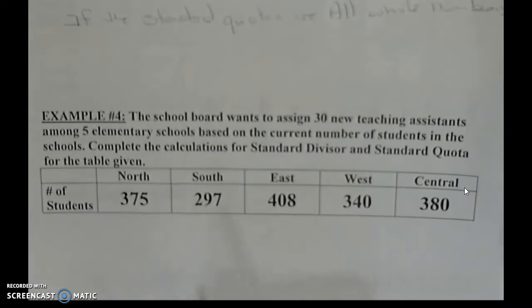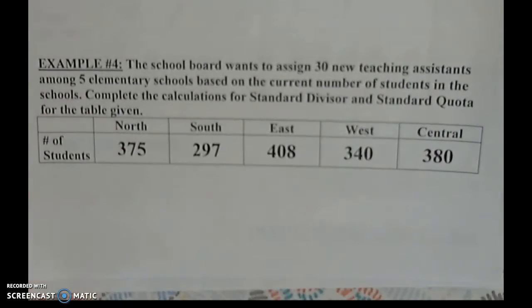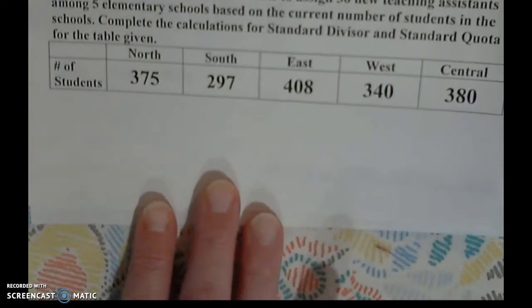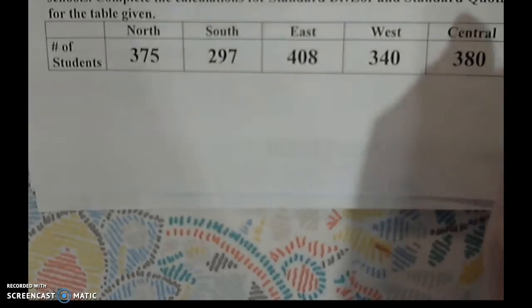All right, so example 4 here. Now, the reason we learn about upper and lower quotas is that some of the apportionment methods that we're going to use eventually, we're going to use those on occasion to apportion out the number of whatever. All right, so this one wanted us to, basically example 4, pretty much do the same thing.